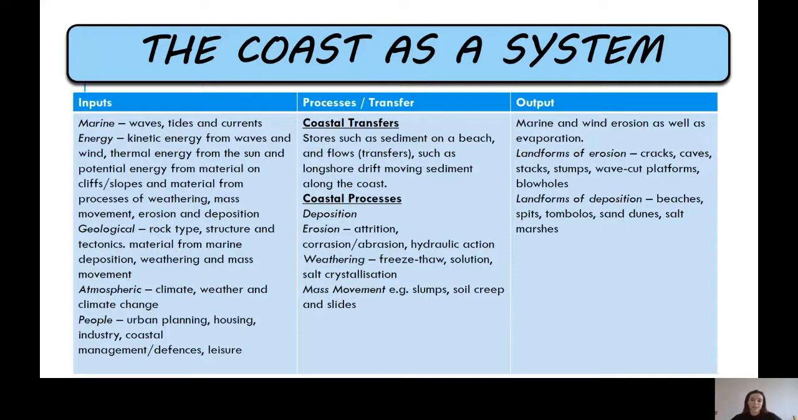Outputs in the systems can include the landforms, which you have at the end. For example, landforms of erosion include the cracks, caves, stacks, stumps. They can include wave-cut platforms and blowholes. You can also have landforms of deposition, which are beaches, spits, tombolos, sand dunes and salt marshes. All the things that you see on the screen now all interact together and they all operate as a system.